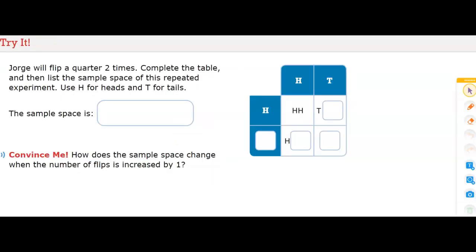Jorge will flip a quarter 2 times. Complete the table and then list the sample space of this repeated experiment. Use H for heads and T for tails. All right, so we look at the outcomes. You have H's here, you got an H, T. So what do you think will go here? T, because you got heads or tails. Either way, you decide to roll.